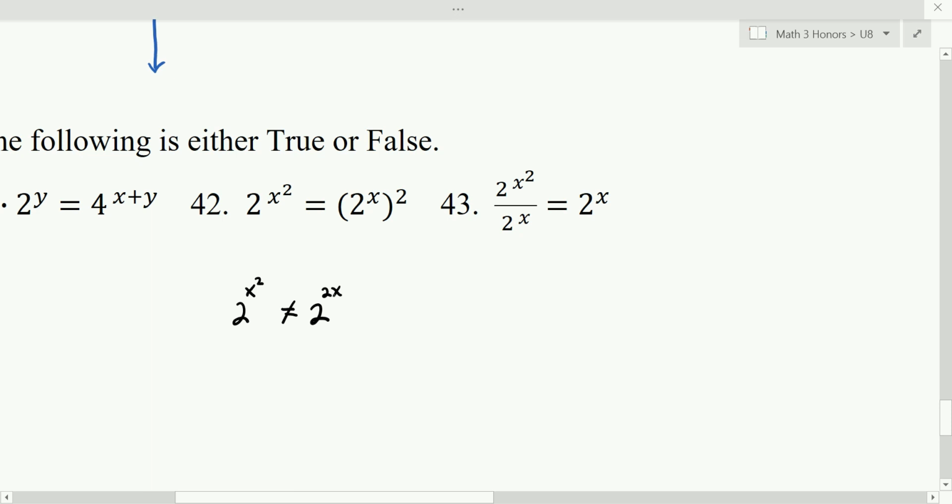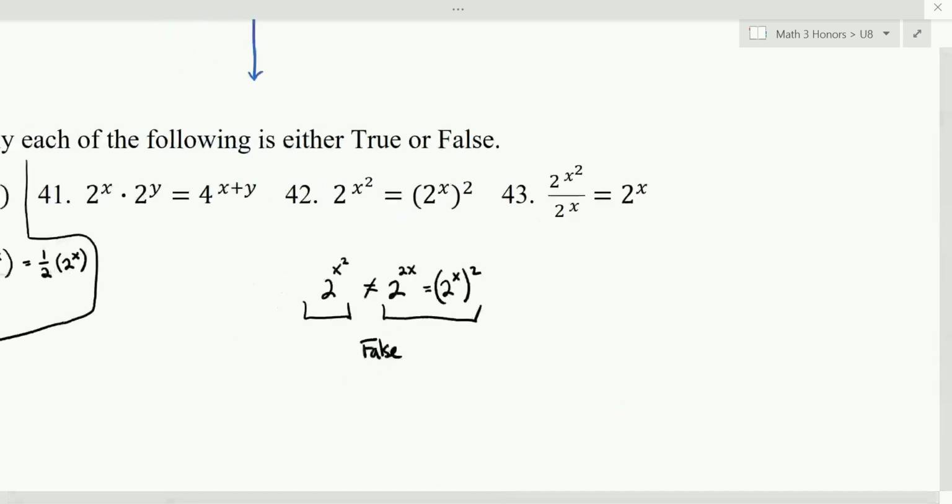And the reason I'm setting this up is because I know that 2 to the 2x is going to equal 2 to the x times 2. And so here's one side, here's the other side, and the left side is not equal to the right side. So I showed that 2 to the x squared is not going to be 2 to the 2x. And so I'd say false. So that's just a little example of how you can show that something's false.